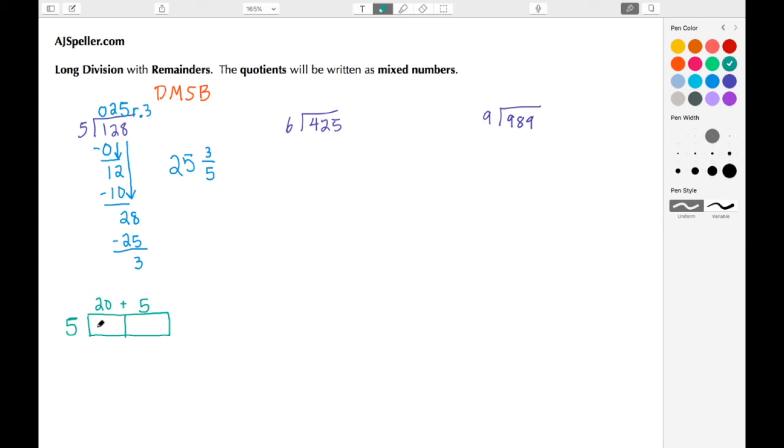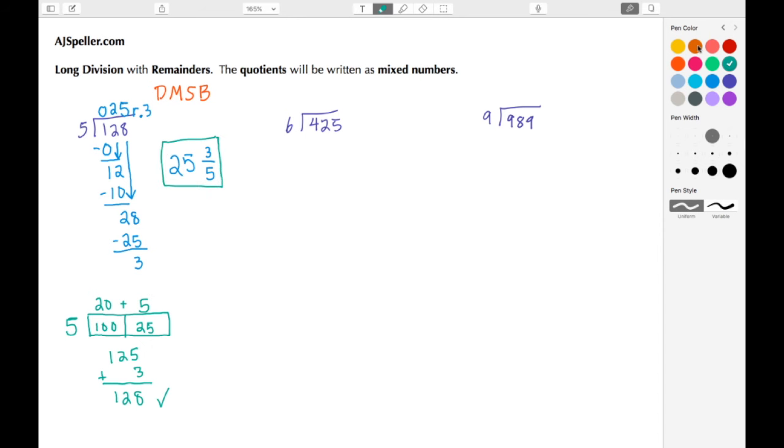Well, 5 times 2 gives me 10. And then I tack on that 0. And then 5 times 5 gives me 25. And now when I add these two partial products, 100 plus 25 is 125. And then I add on my remainder, which is the 3. So 125 plus 3 is 128. And we know we're correct if this product matches the dividend. So 128 and 128. So we know that 25 and 3/5 is the correct answer.